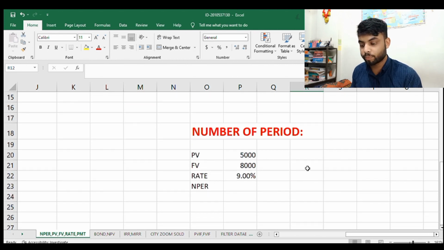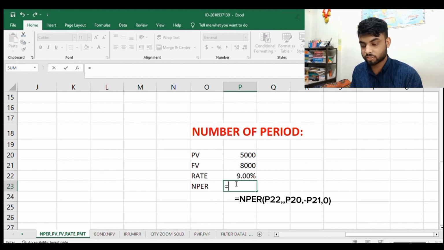And lastly we will calculate the number of periods, that means NPER. For this, the given info: present value 5,000, future value 8,000, interest rate 9%. So we can now easily calculate our NPER, that means number of periods. For this, enter equal, then NPER, that is the formula of number of periods.